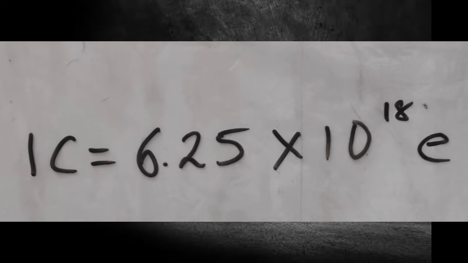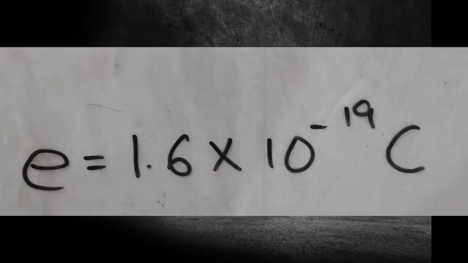A body is said to have one coulomb of charge if it has an excess or deficit of 6.25 into 10 power 18 electrons. Also, one electron carries 1.6 into 10 power minus 19 coulomb of charge. This is not written in your textbook. You have to write it somewhere in your textbook.